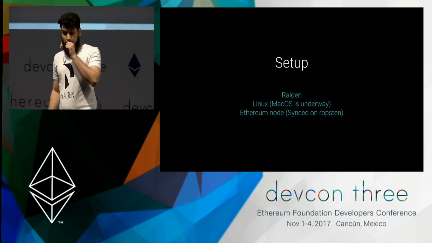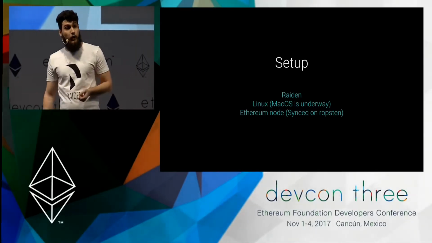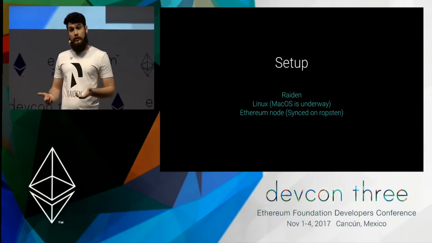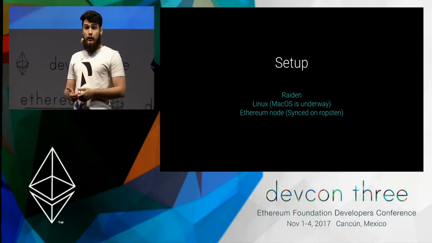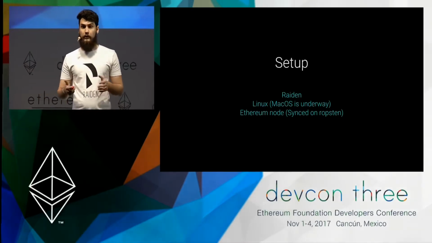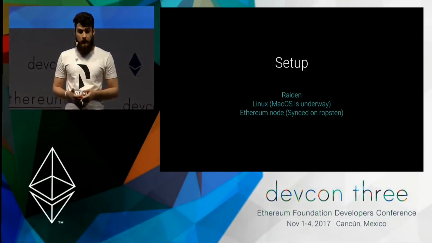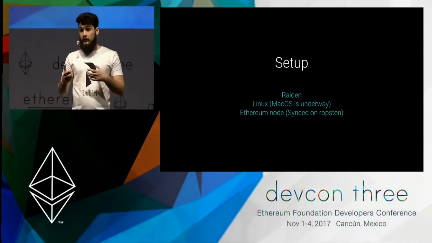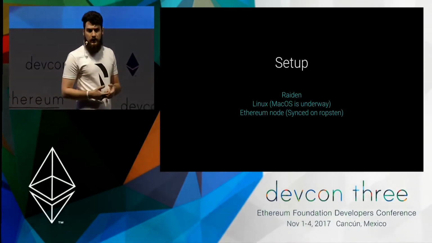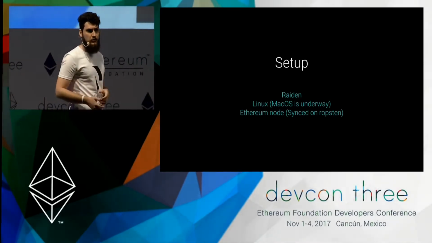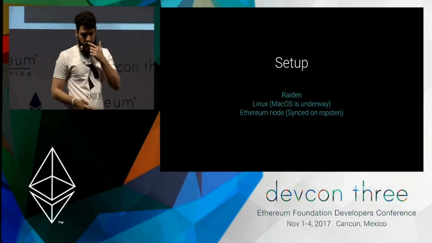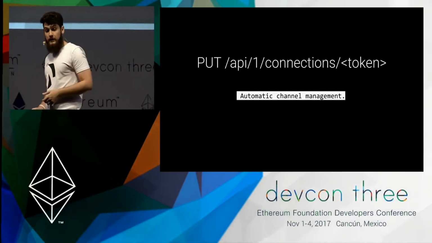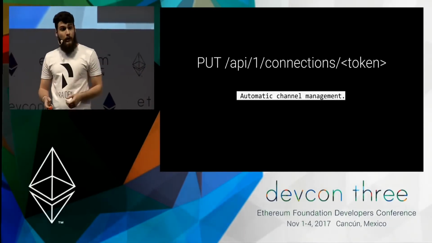Also, I want to point out that Raiden is not an Ethereum node. Raiden is a separate process that communicates with an Ethereum node. So to use Raiden, you will also need an Ethereum node running on the machine that you're working on. For the Raiden process to communicate with the Ethereum node, you will need to enable JSON RPC because that's the current interface that we use to communicate. So once you have the setup done, let's start to talk about how to use Raiden.